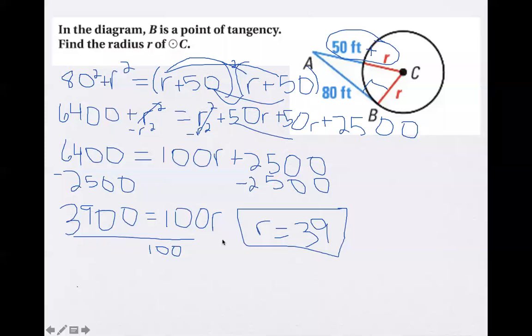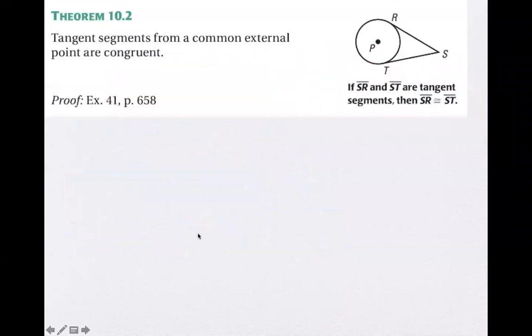Okay. So let's go ahead and clear this screen and get to our next example. We'll have more examples like that in a second. Let's go ahead and bring up tangent segments, okay? So point T is a tangent and point R is a tangent. They're both tangent to circle P. And these are both lines that are going on and both lines are intersecting at S.